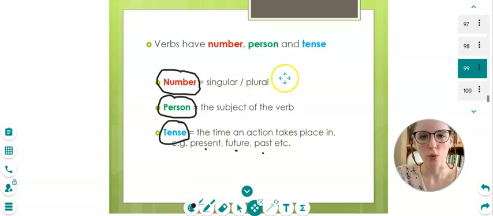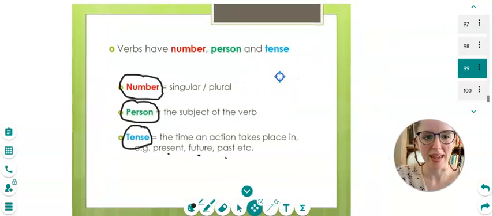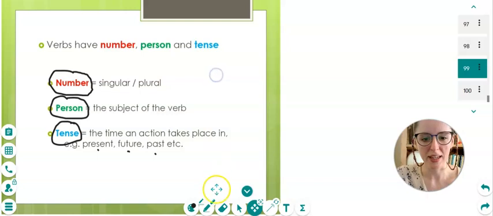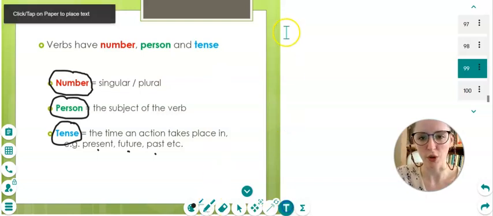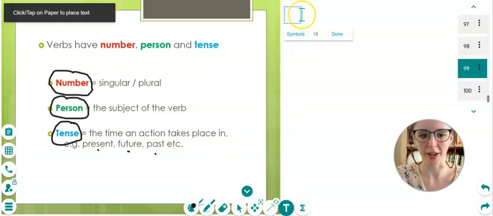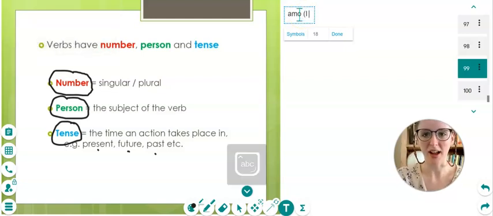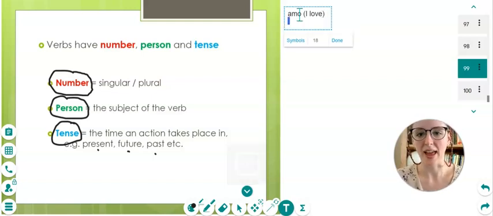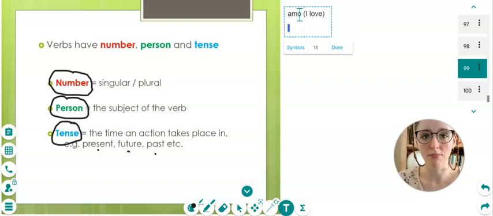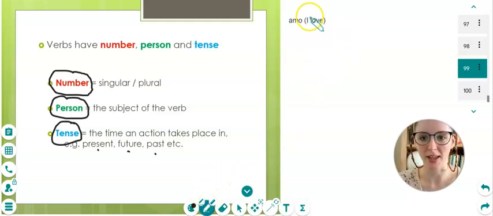So, how would we go about making a Latin verb? Well, I'm going to give you a verb now. So, here is my verb. My verb is amo, and it means I love. So this is a present tense verb in Latin. We can see that the person is I. So we know that the subject of the verb, the person doing it, the person doing the loving, is me, it's I. So there it is, our person.